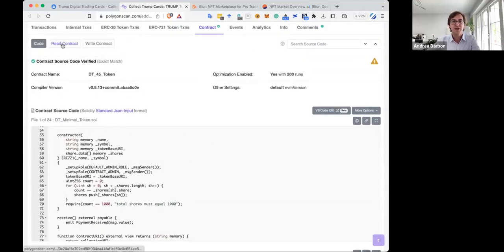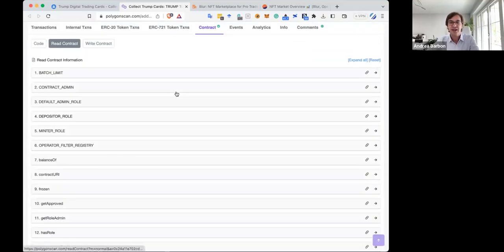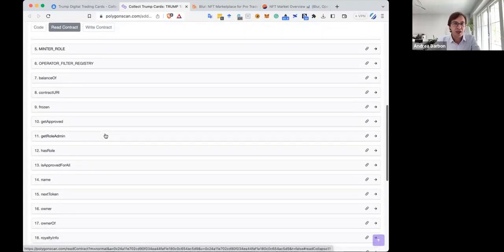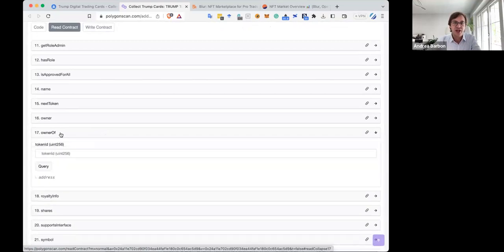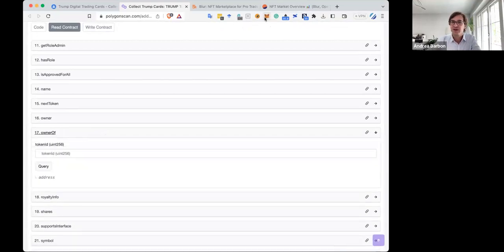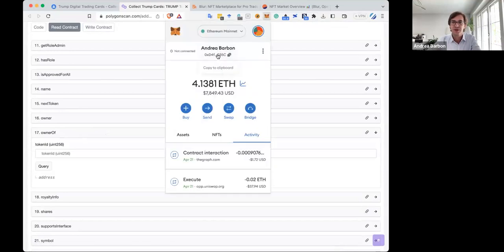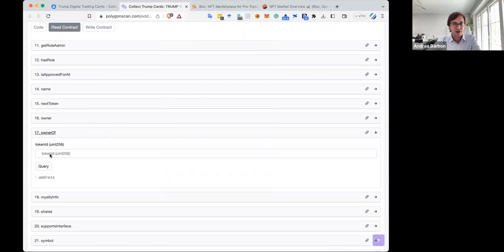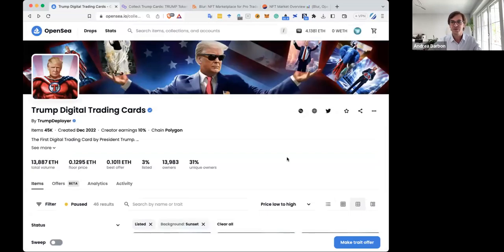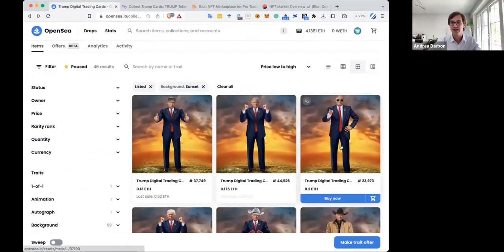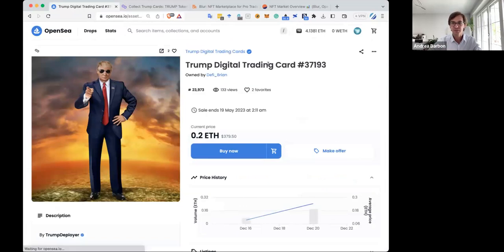But interestingly, if I go to read contract, I can get access to some of the public functions. So for instance, I can check the ownerOf function. Just to try it, let me copy my address. Oh, sorry, that's the ownerOf function, right? So I need to put in a token ID. So let's go back here. Let's say that we were looking at this one. Okay, so that's the token ID of this one.